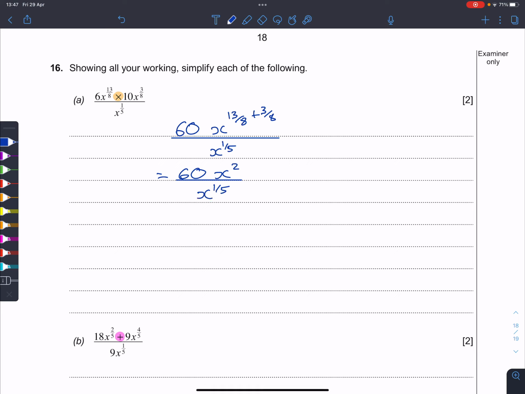Now, when we're dividing powers, we have to subtract them. So this becomes 60x to the 2 minus 1/5. Well, if we're dealing in fifths, this 2 wholes that we've got here will actually be 10/5. Excuse me. So 10/5 take away 1/5 is 9/5. So we end up with 60x to the 9/5, and that's it simplified.